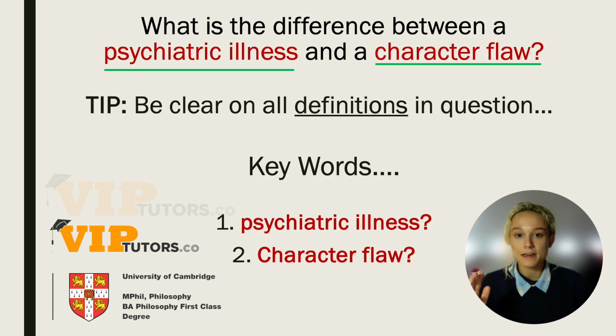It's a really, really important point with the John Locke essay competition to be very, very precise and specific with your definitions and how you define your terms in the question, because whoever's marking your exam is not going to be persuaded or impressed by your argument if it's unclear what exactly you are talking about if you haven't defined your terms. So the keywords here obviously being psychiatric illness and character flaw. Let's see how we might define those.